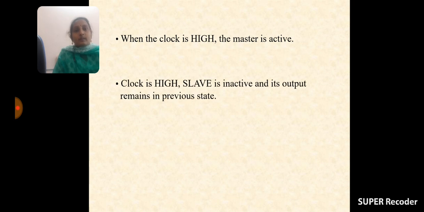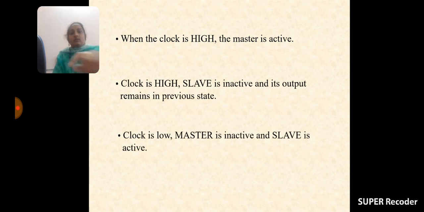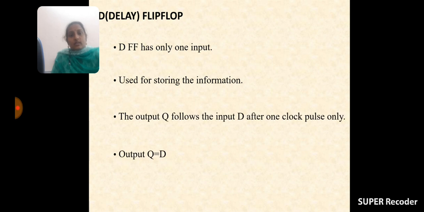Is it clear? Okay, coming to the slide, once check. When the clock is high, the master, already I told you, is in active condition. When the clock is high, the slave is inactive and its output remains in the previous state. If the clock is low, the master is inactive and the slave is also in inactive condition.